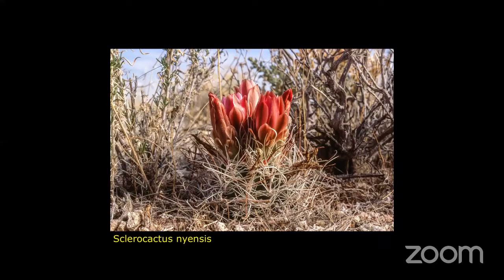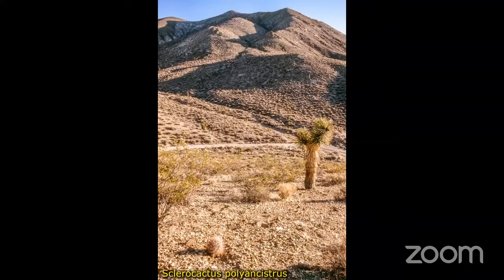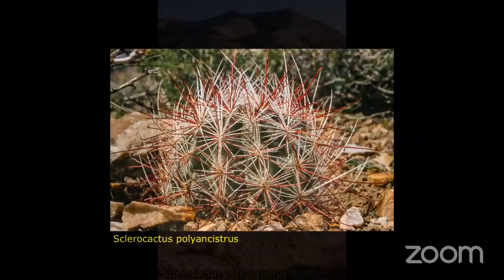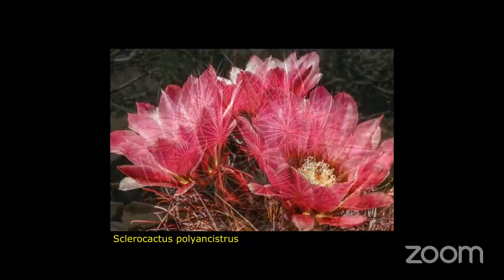And then finally, on to the last plant in the program, and that is Sclerocactus polyancistrus. We see an example of one here growing in Death Valley. I really think that this is the most beautiful of all the plants in the program today. This species has these beautiful, brilliant white spines, these purple and red centrals, and it has these very beautiful magenta flowers.